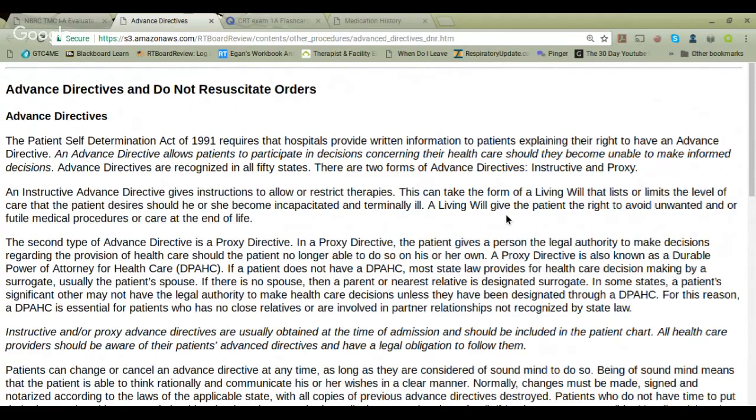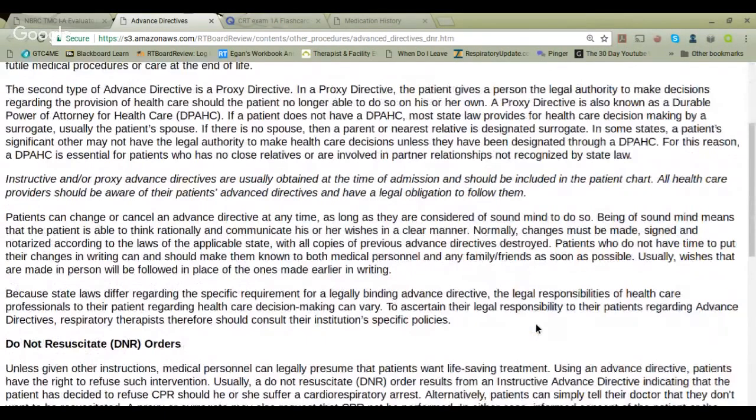Instructive and/or proxy advance directives are usually obtained at the time of admission and should be included in the patient chart. All healthcare providers should be aware of their patients' advance directives and have a legal obligation to follow them. Patients can change or cancel an advance directive at any time as long as they are considered of sound mind to do so. Being of sound mind means that the patient is able to think rationally and communicate his or her wishes in a clear manner. Normally, changes must be made, signed, and notarized according to the laws of the applicable state, with all copies of previous advance directives destroyed.